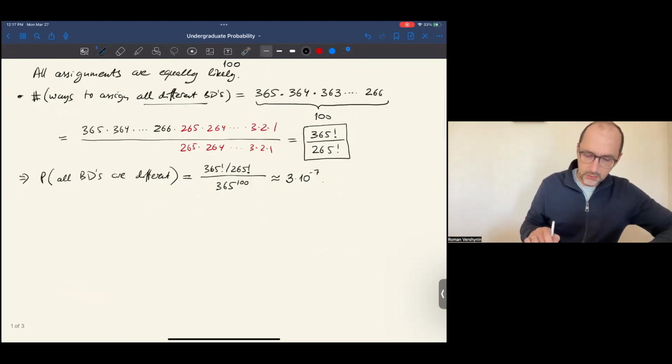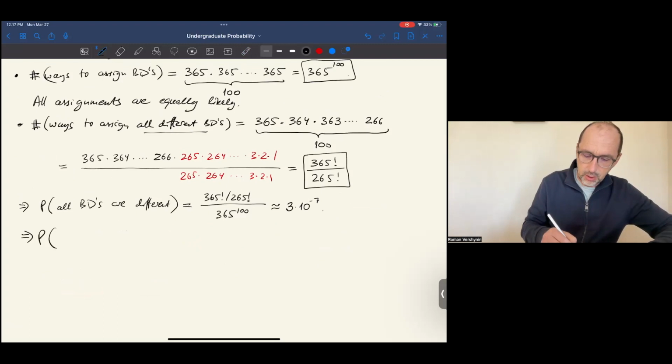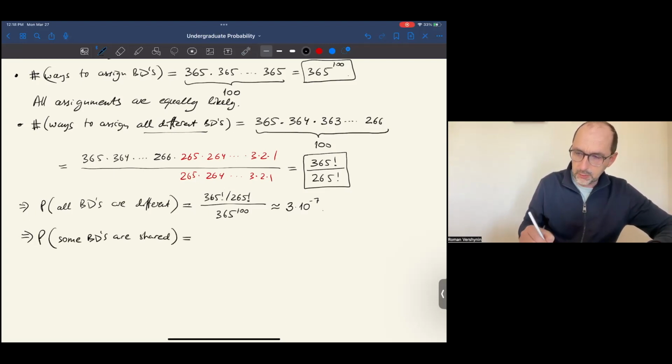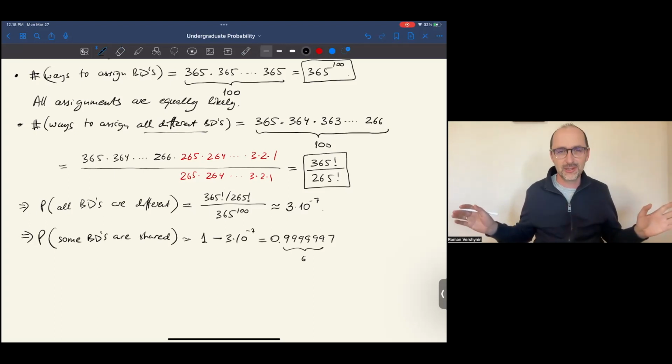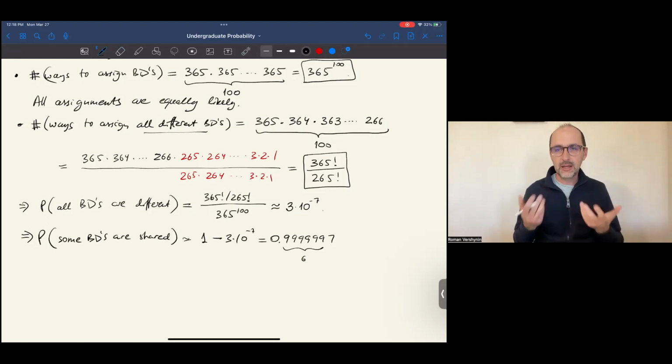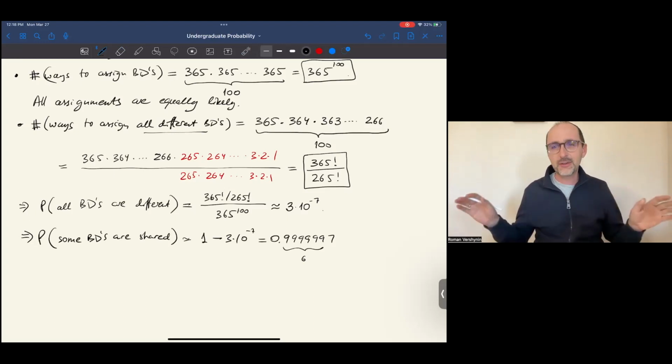Remember, this is the complementary problem. So the solution to the original problem, that some birthdays are shared, that there are friends with the same birthday, is 1 minus that. 1 minus 3 times 10 to the minus 7, which is 0.999997. 6 nines here. So it's extremely likely that among your 100 friends, some will share a birthday. Not just likely, but it is beyond any reasonable doubt.